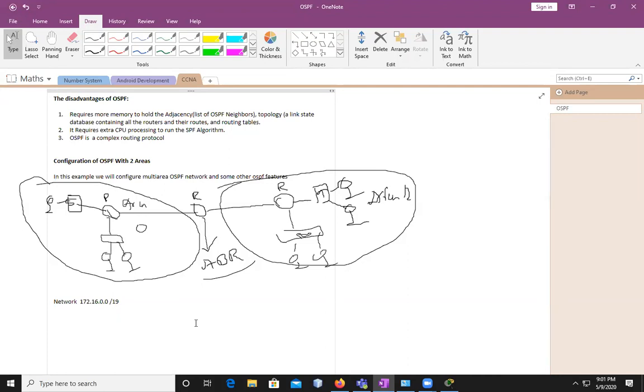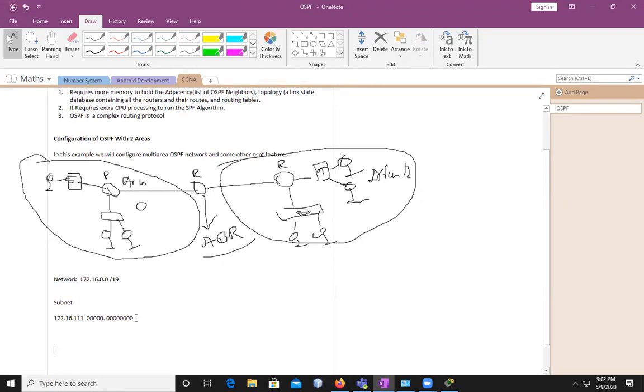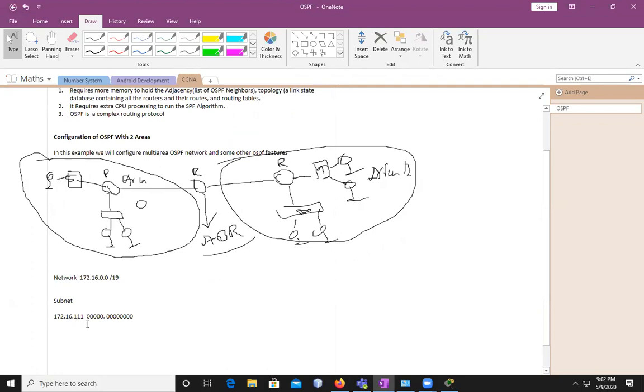Are you here with me? So what can be the subnets of this? First of all, what's the subnet mask? So the network part is all ones, 255.255, and the host part is again 0. This is the part that we have all together.